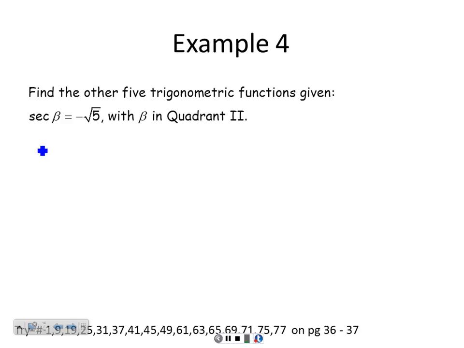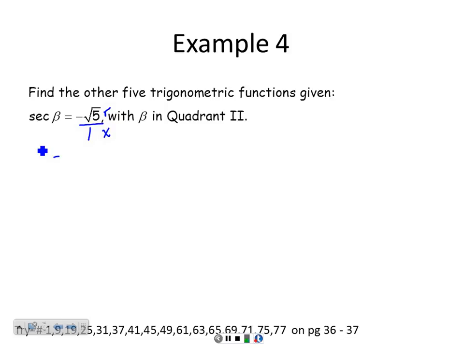Alright, last example. Find the other 5 trig functions given that secant beta is equal to negative 5 over the square root of 5, and beta is in quadrant 2. Alright, so our angle is in quadrant 2, so we know that sine and cosecant are the only things that are positive since we are in quadrant 2. So this is going to be negative 5 square roots of 5 over 1, and so this is going to be x, and this is going to be r, but we know that r is a distance, so that negative really needs to go with the 1.